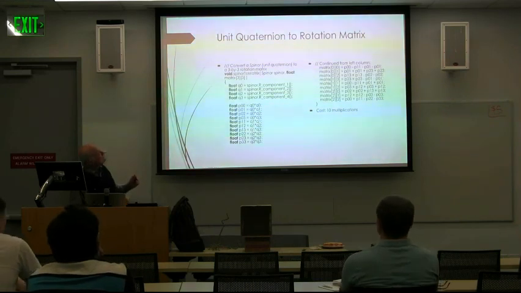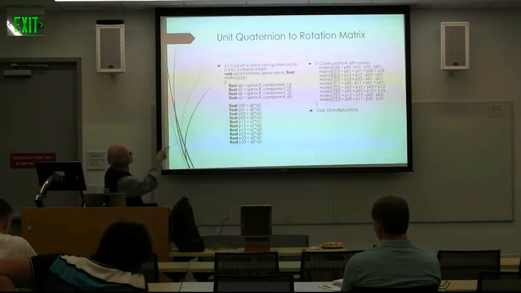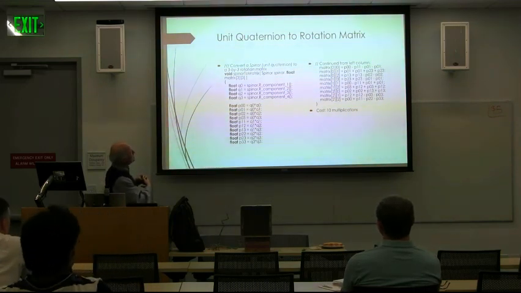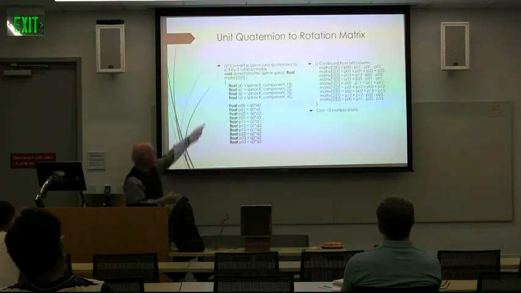Okay. Then, going from a unit quaternion to a rotation matrix, the 3x3 orthogonal matrix with its six constraints. Here's another pretty fairly complicated formula, not that easy to see what's going on. The cost is these 10 more.